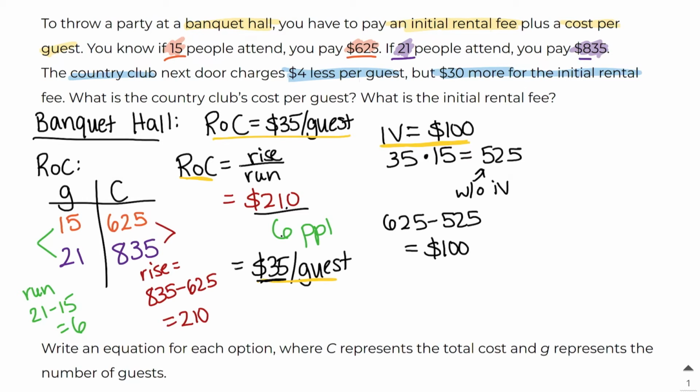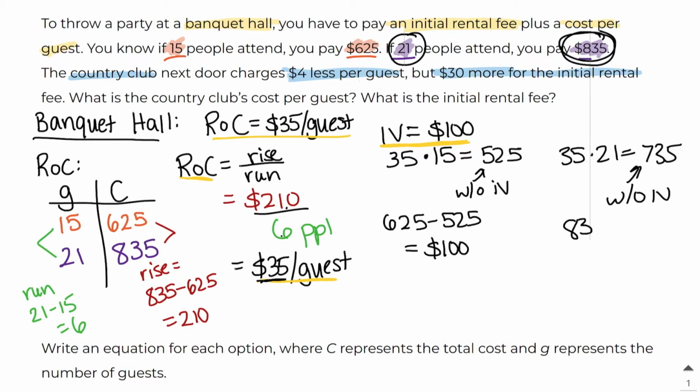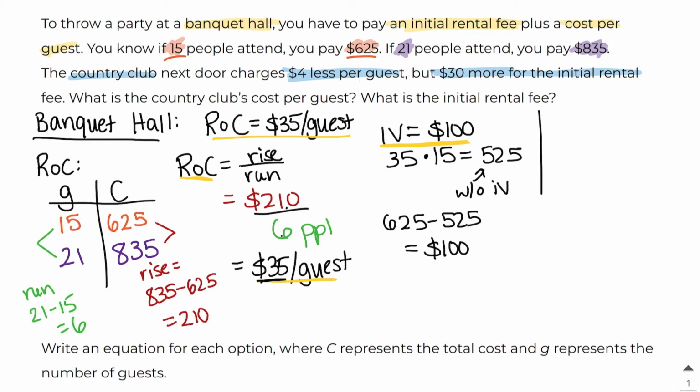And just a quick note, I could have also used the 21 and the 835. So instead I could have done 35 times 21, which is 735 without the initial value. And then I would take this 835 and subtract this 735, and I would still get $100 for my initial value, okay? Now we have to find our information for our country club.